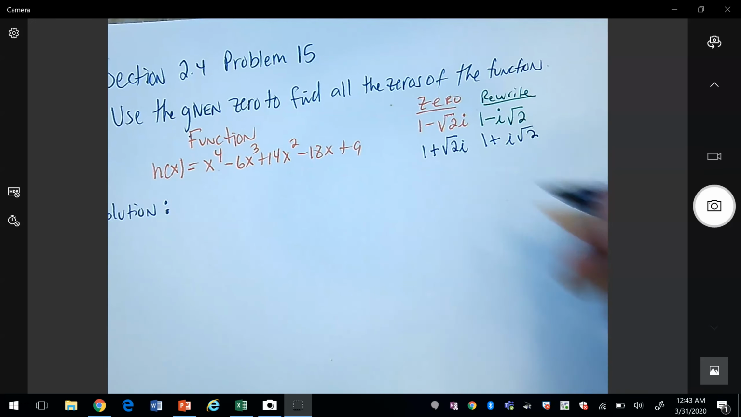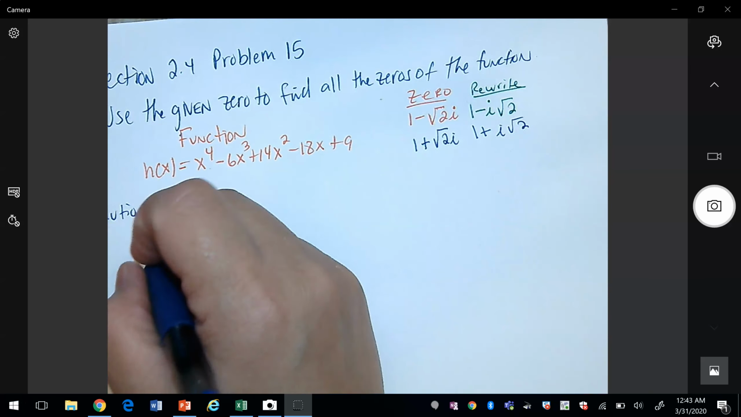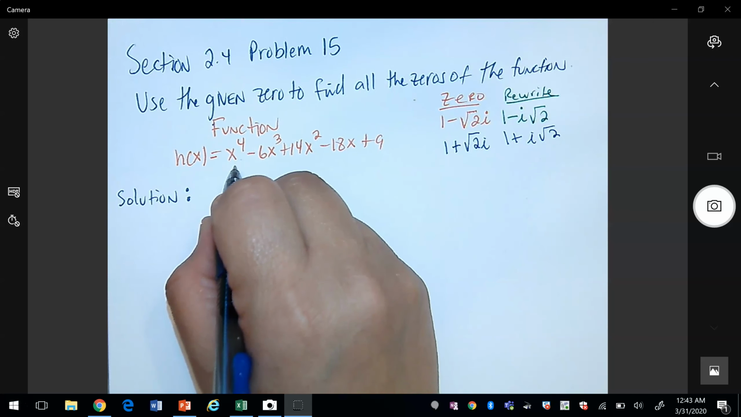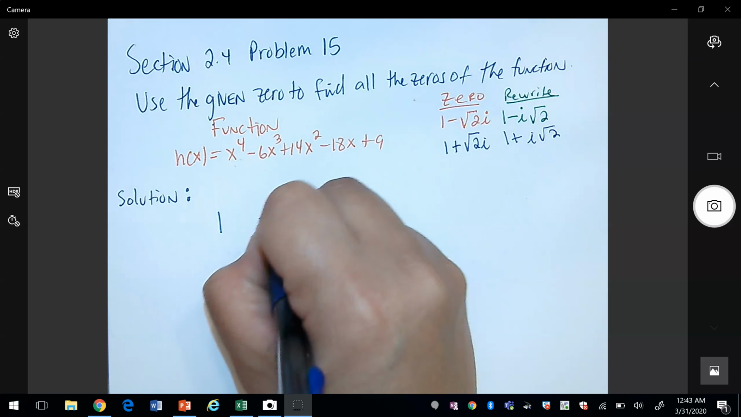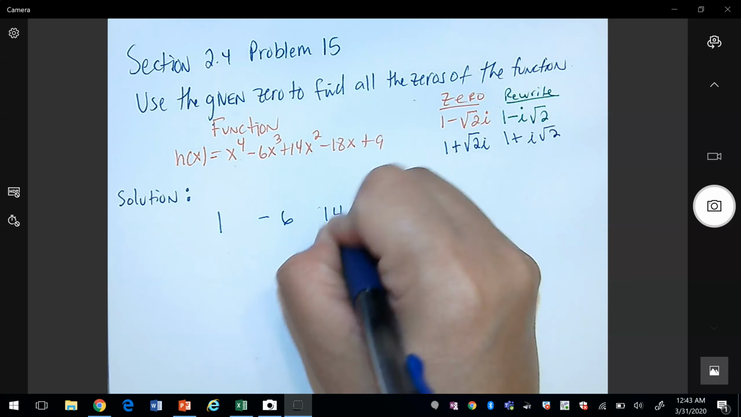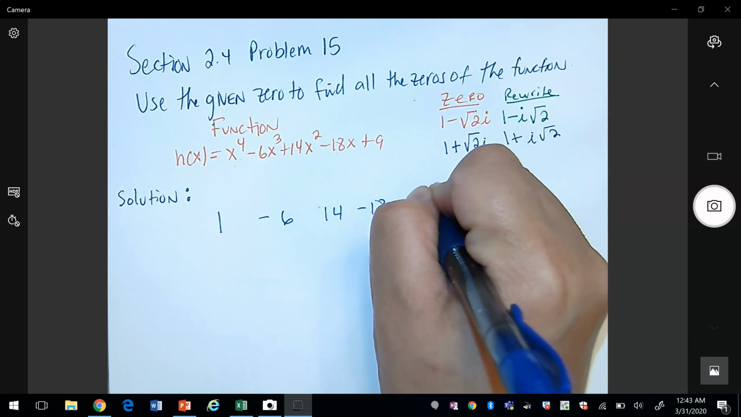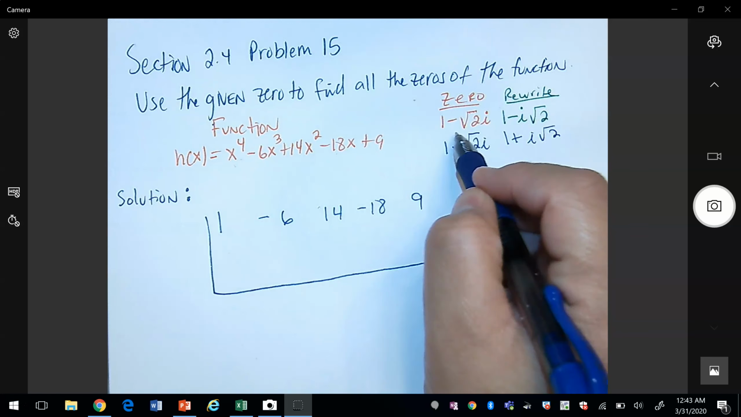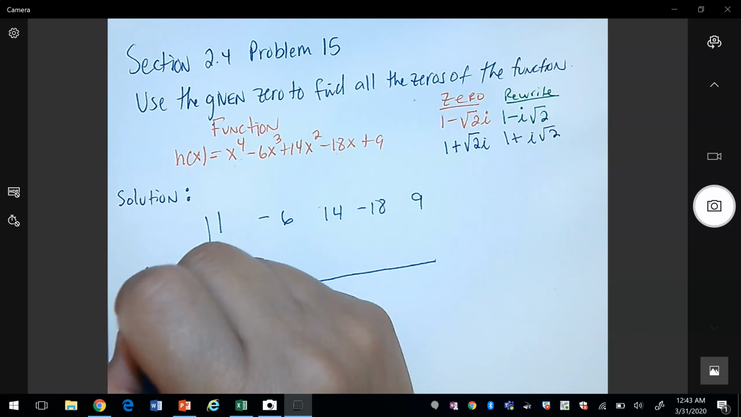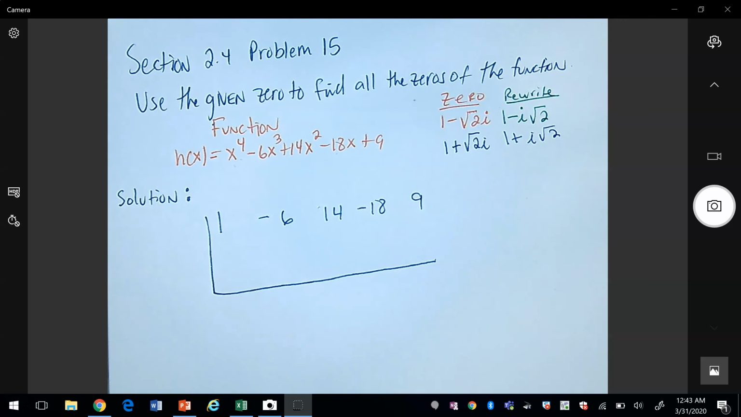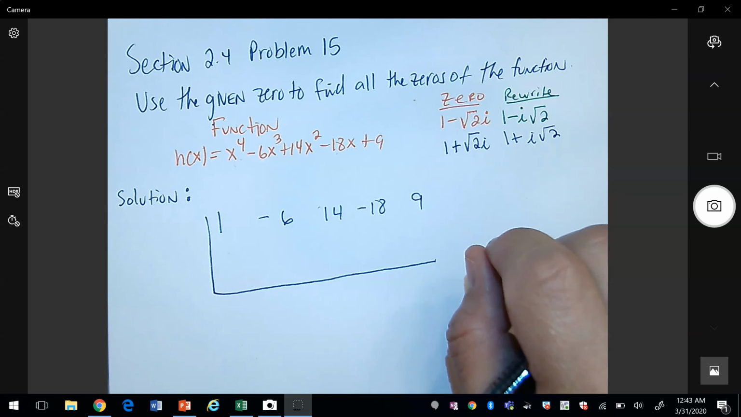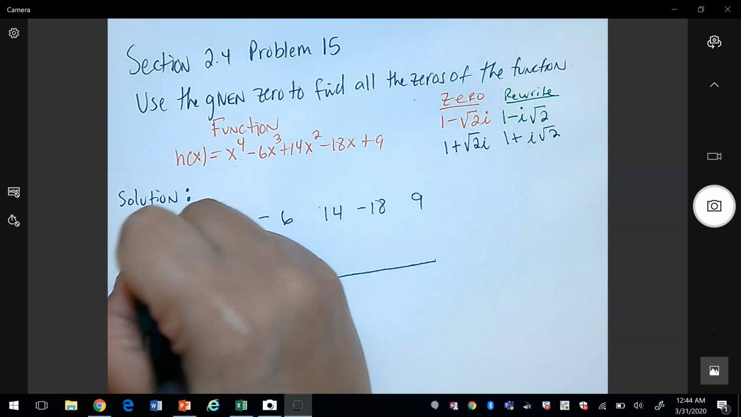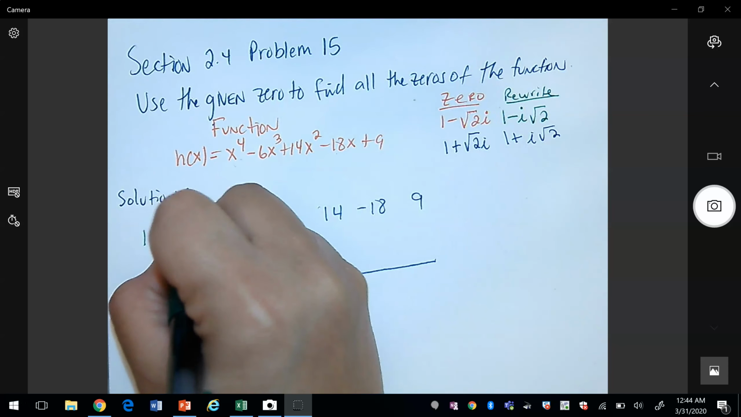Since we know that these are zeros, then we can use synthetic division. So I'm going to write the coefficients of the polynomial function: 1, negative 6, 14, negative 18, and 9. And we're dividing by x minus c. In this case, c is going to be 1 minus 2i, or you can use 1 plus square root of 2i. I'm going to go ahead and use 1 plus i square root of 2.